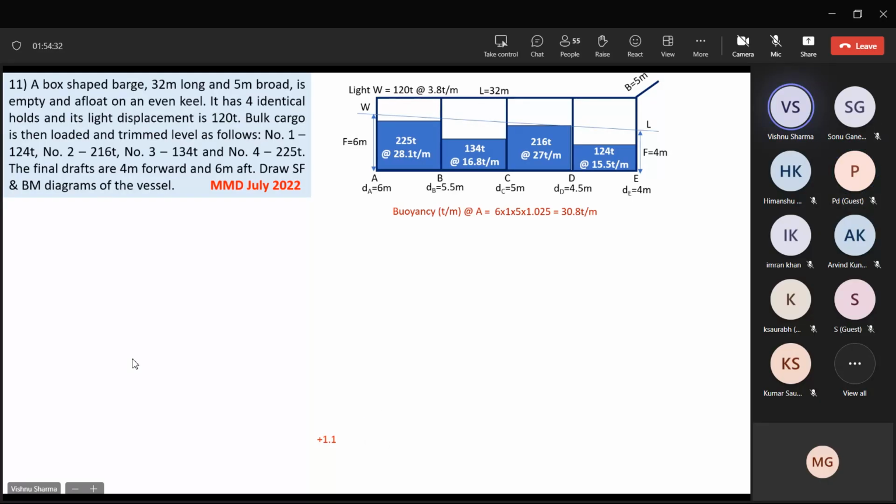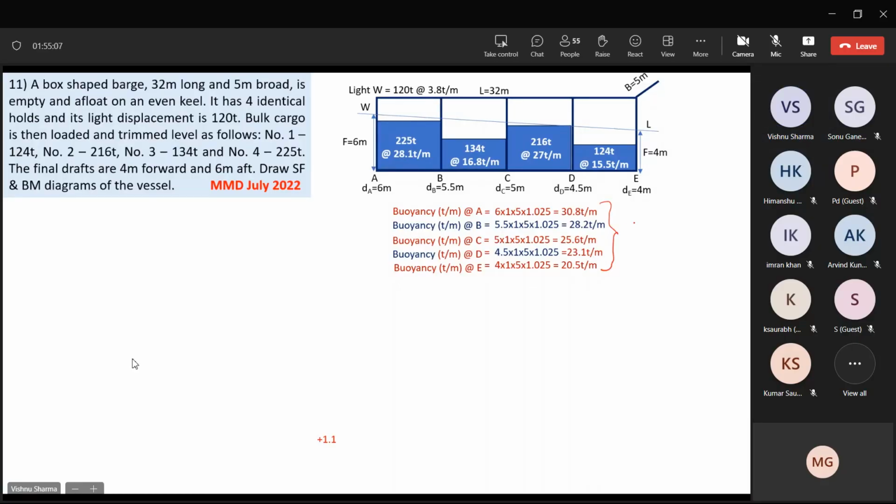Yes, sir. Exactly the same way we can calculate buoyancy per unit length at B, C, D, E. Everything is the same, only the drafts are being replaced. The drafts are changing from 6 to 4, right? So buoyancy per unit length at these points changes from 30.8 tons per meter at A to 20.5 tons per meter at point E. Is this clear what has come on display, guys? If you have any questions, let me know.